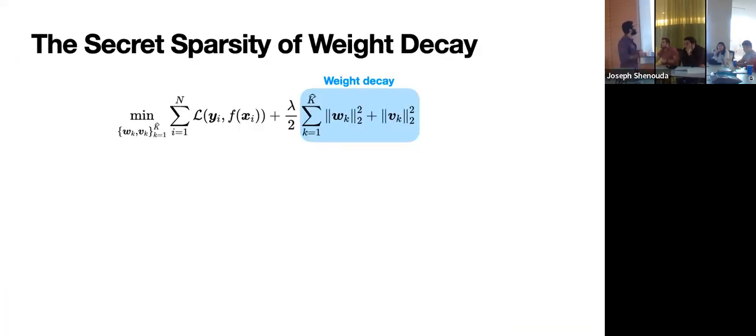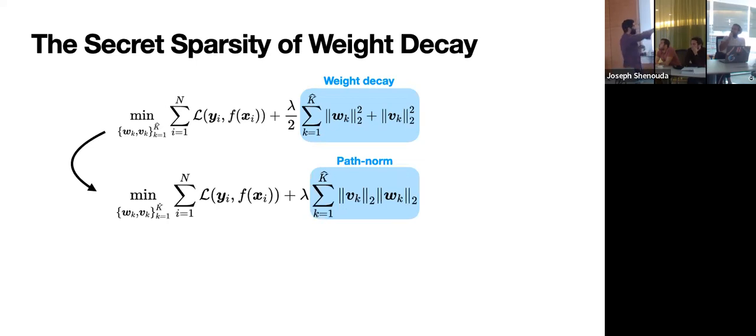So what I'll talk about now is what I like to call the secret sparsity of weight decay. Weight decay is L2 norm regularization, and we know that L2 norm doesn't induce sparsity, right? But because of this neural balance stuff, we can show that training a neural network with weight decay corresponds to learning something that's sparse in the number of neurons. Because of the neural balance theorem, this weight decay objective at a global minimum attains the same objective value as what I call the path norm regularized problem.